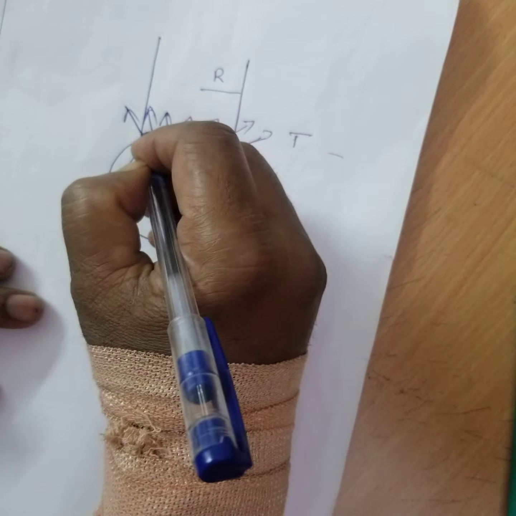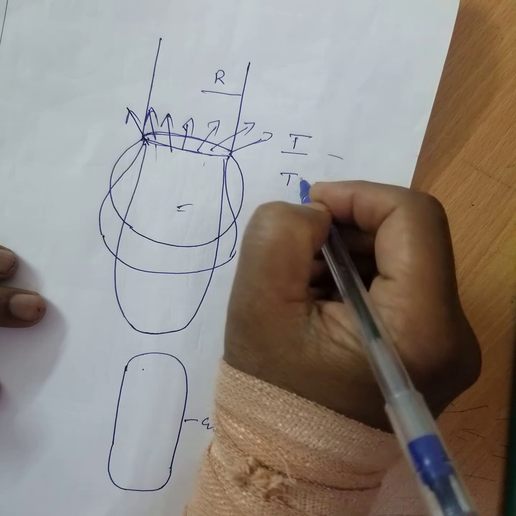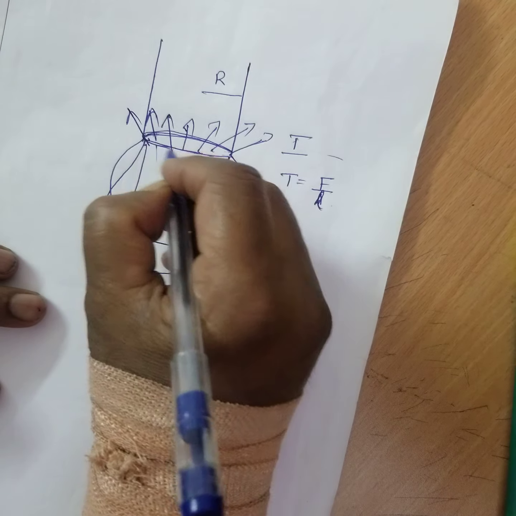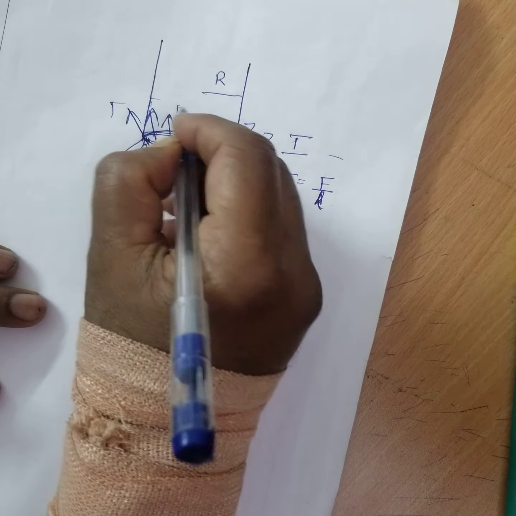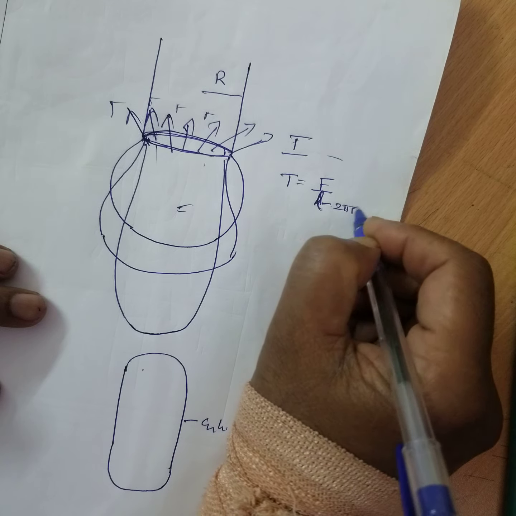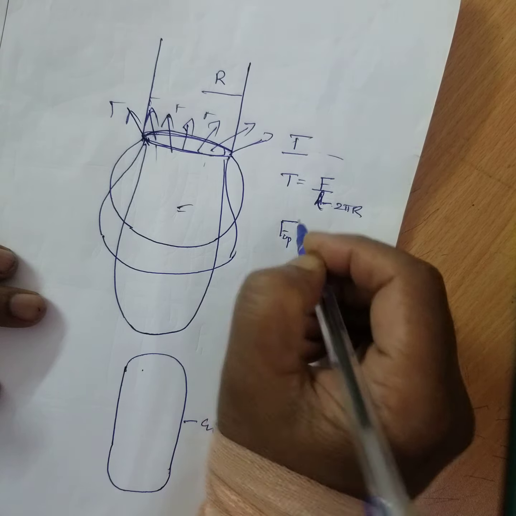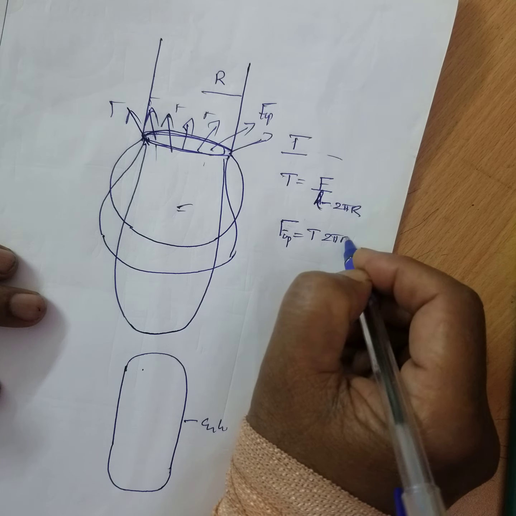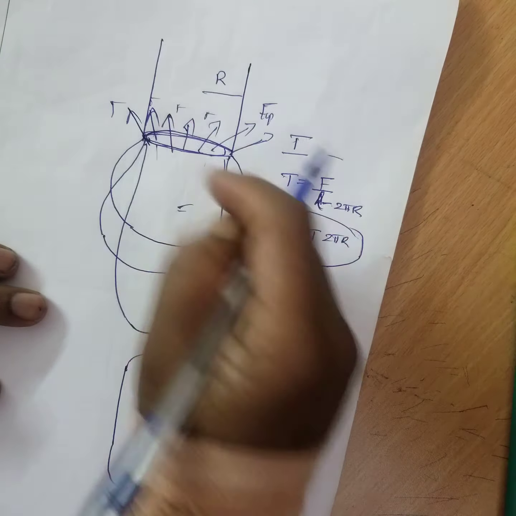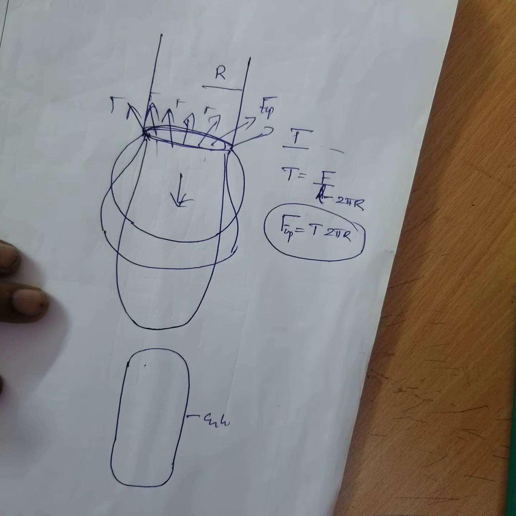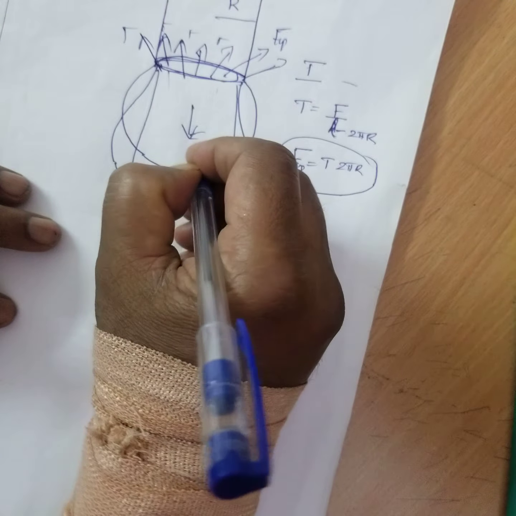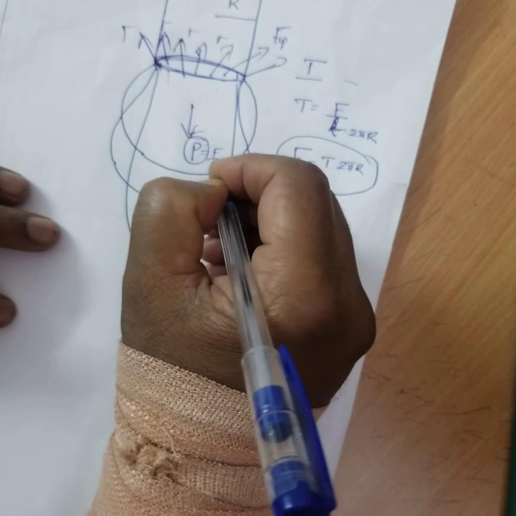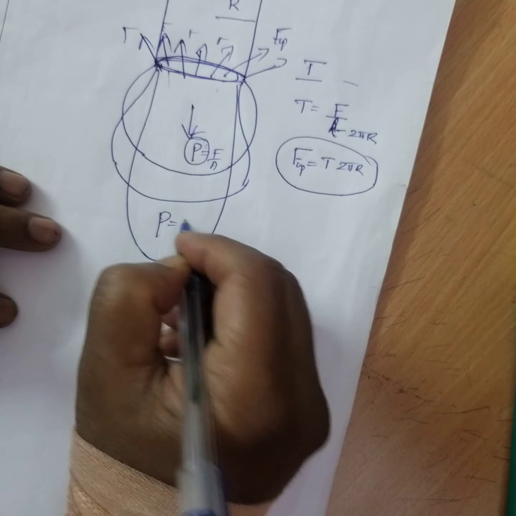what is surface tension? Force per unit length. What is the length? This is the length, all around. The length is 2 pi r. Therefore, upward force is equal to T into 2 pi r. Can you follow? But what is the downward force? The downward force is the excess pressure inside the liquid drop. Pressure is equal to force per unit area, you know this.